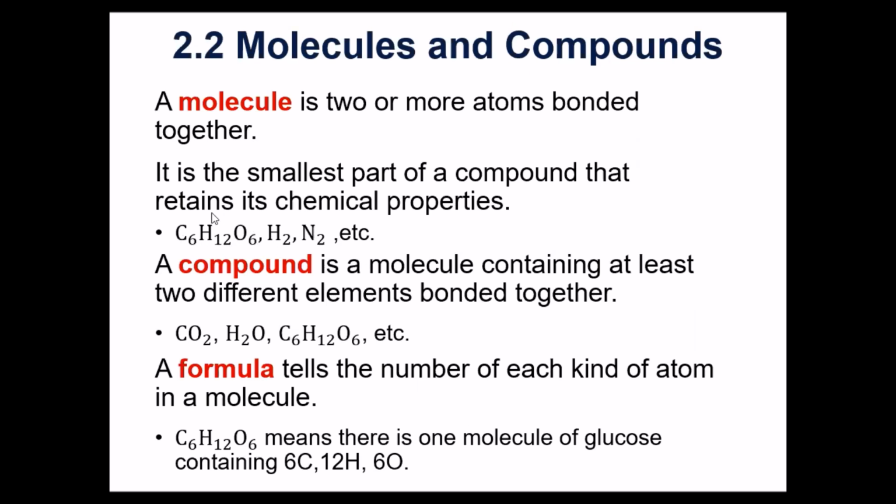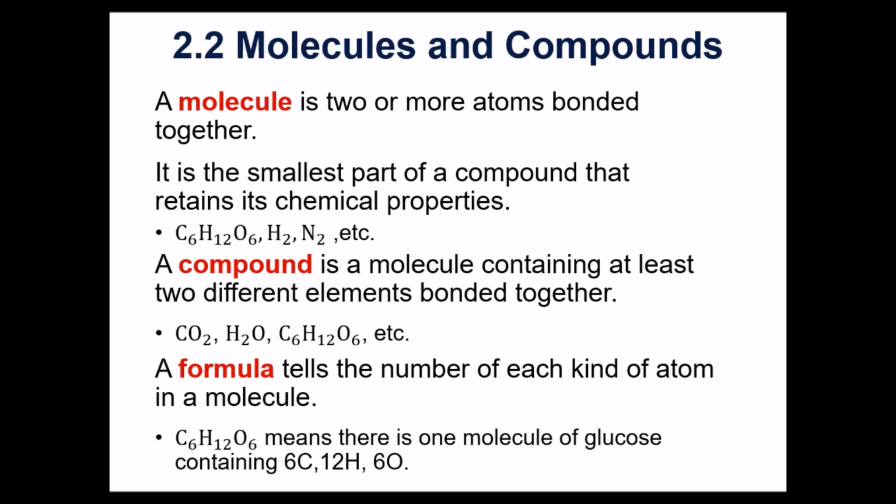This is a relatively large molecule. It's very important in biological life. This is glucose. Now, it'll be good to get to know this. We'll talk about this as we go through some of the early chapters. C6H12O6 is glucose. H2 is hydrogen. And then, of course, N is nitrogen. Another way to think about a molecule is the smallest part of a compound that retains its chemical properties.